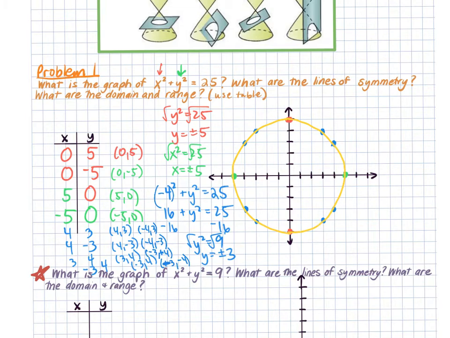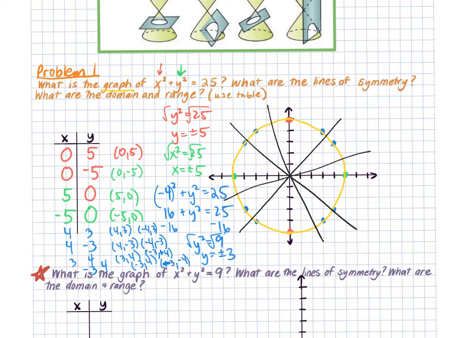Okay, so that is the graph of x squared plus y squared equals 25. Lines of symmetry just means what is a line you can draw that will be symmetric on both sides? Well, with a circle, if you just draw any line through the origin here, those are going to be symmetric. So the lines of symmetry are any line that goes through the origin. So there's an infinite amount.